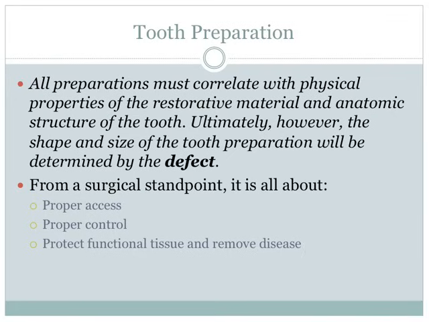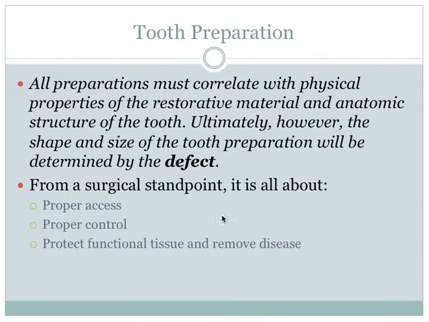So, tooth preparation. We've already talked about this a bit, but all preparations must correlate with the physical properties of the restorative material and the anatomic structure of the tooth. But ultimately, and this is our first rule of tooth preparation, the shape and size of the tooth preparation will be determined by the defect. So we can have all these rules about how to design a preparation, how to have all the line angles this way, and the unsupported enamel and all these things, and those are all important rules. But if you have a big cavity, you're going to have to drill out a lot of tooth structure. That's just how it works.